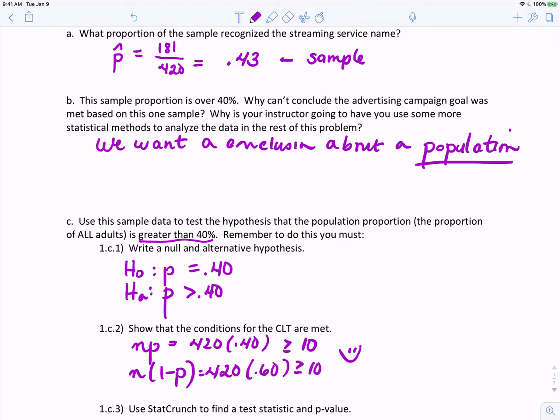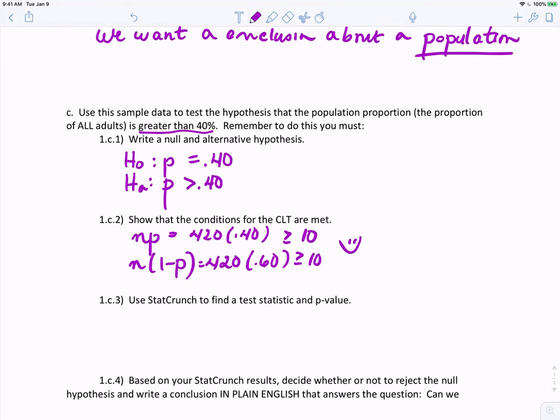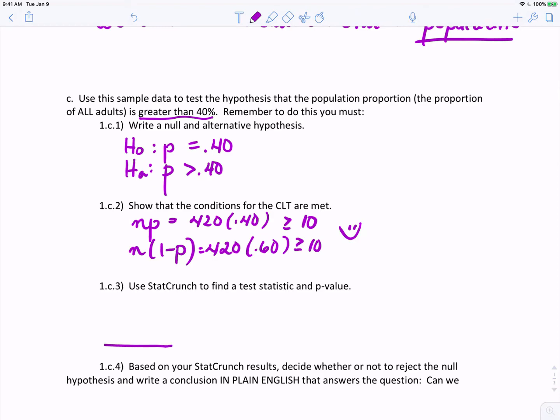The reason that's important is because all of our work after this is based on the assumption that even though the samples will vary from sample to sample, their shape will look like this. We're going to assume that they're centered at 40%. We could, if we wanted to, compute the spread ourselves, but we're going to let StatCrunch do that for us. So now we're going to use StatCrunch to find a test statistic and a p-value. So let's go ahead and do that.